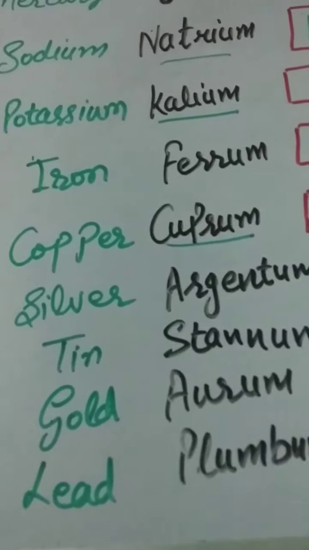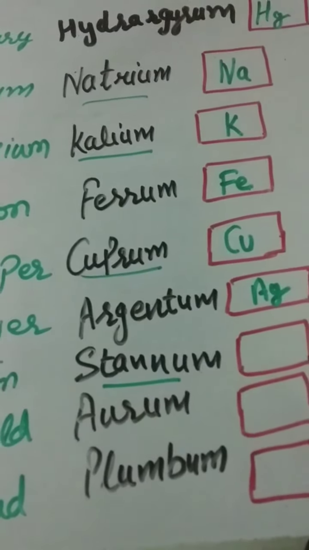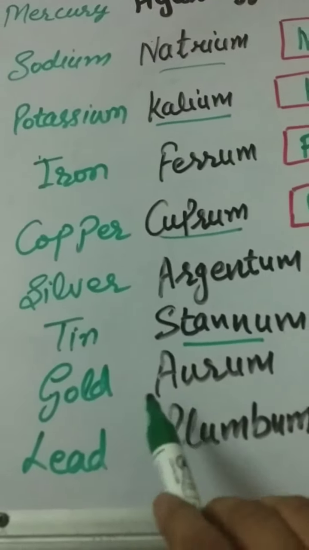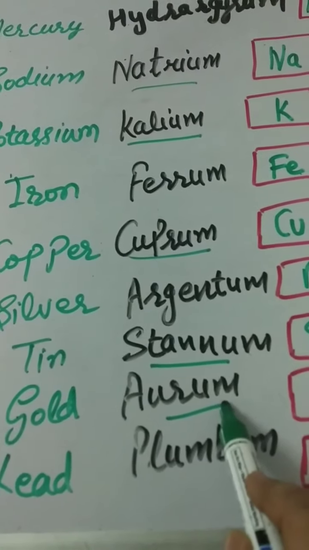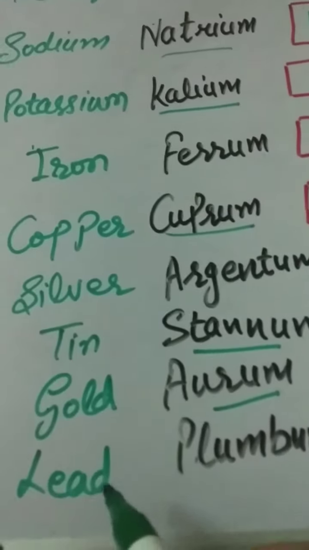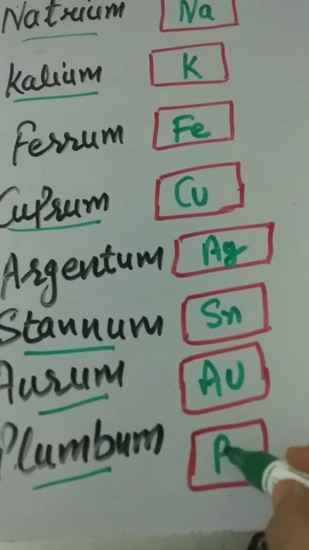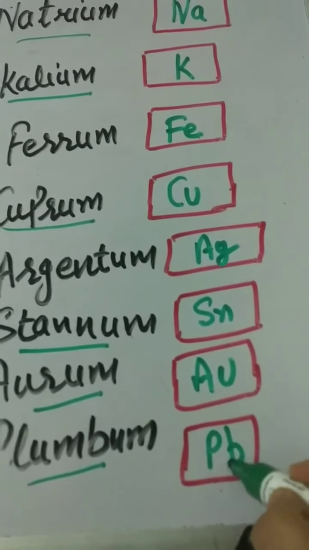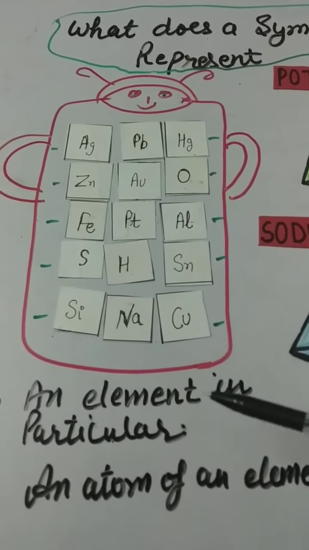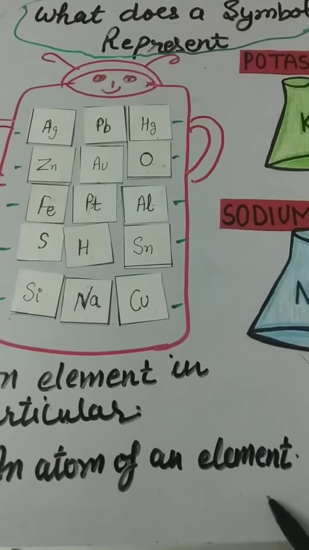Tin, Latin name stannum, symbol capital S, small n. Gold, Latin name aurum, symbol capital A, small u. Lead, plumbum, symbol capital P and small b. What does a symbol represent? An element in particular, an atom of an element.